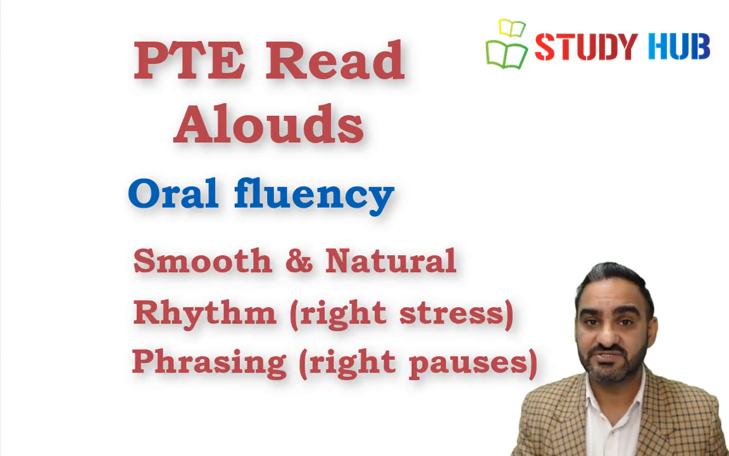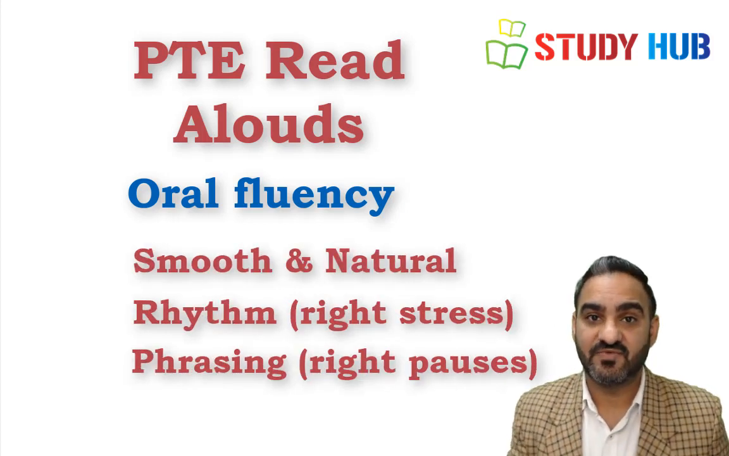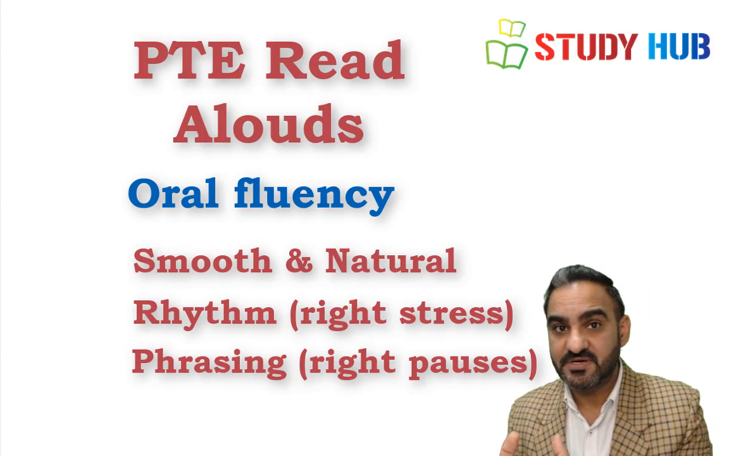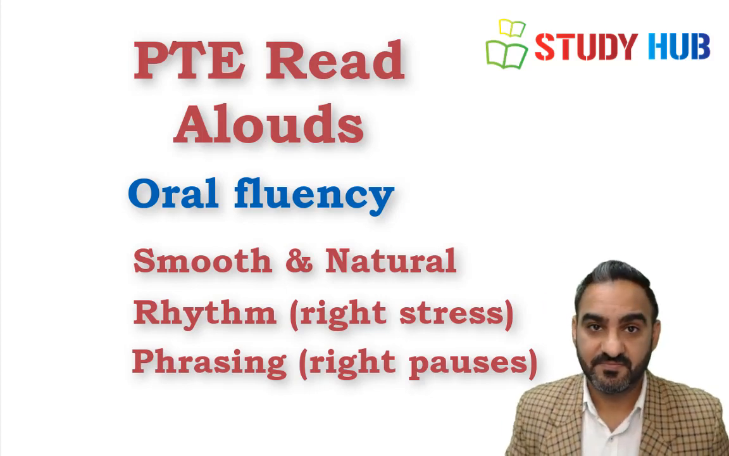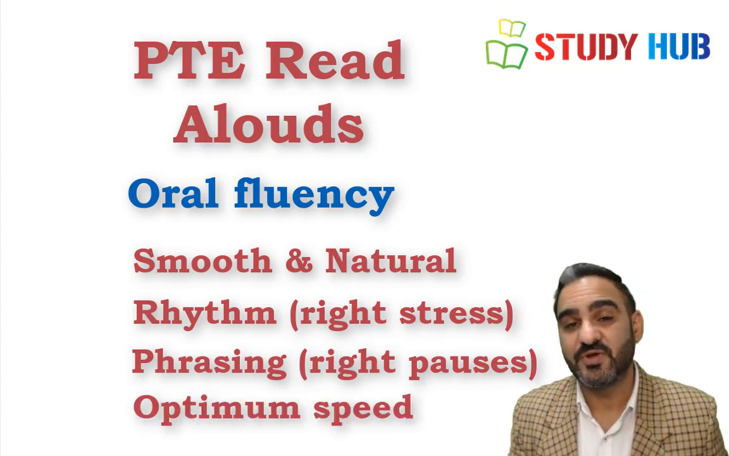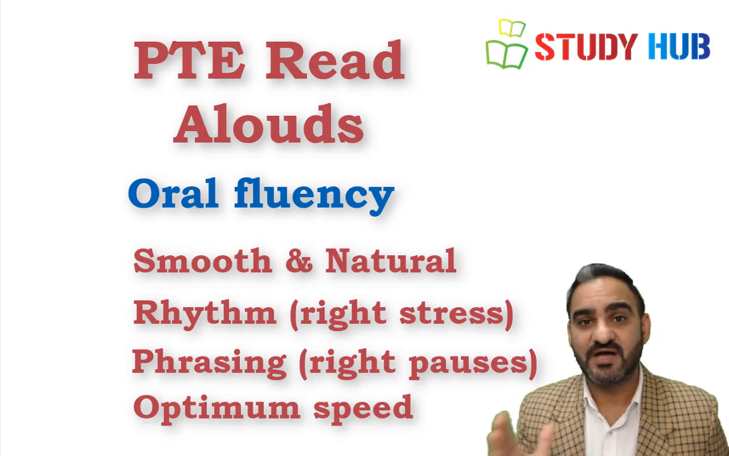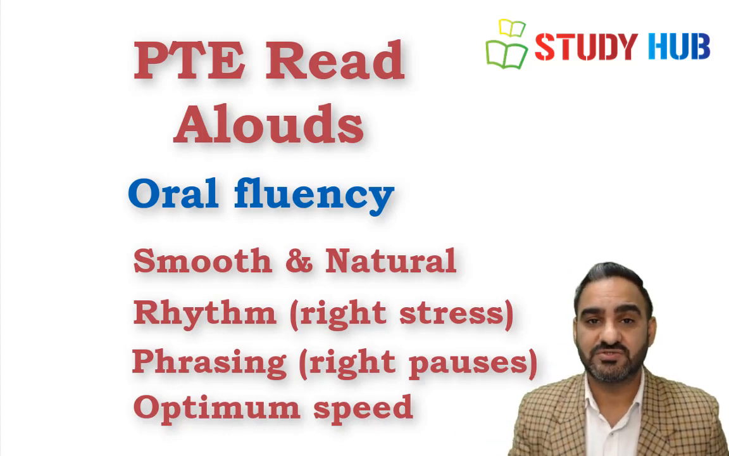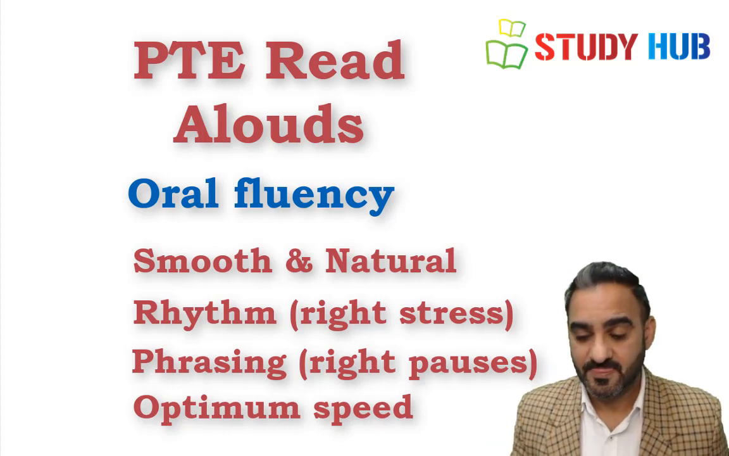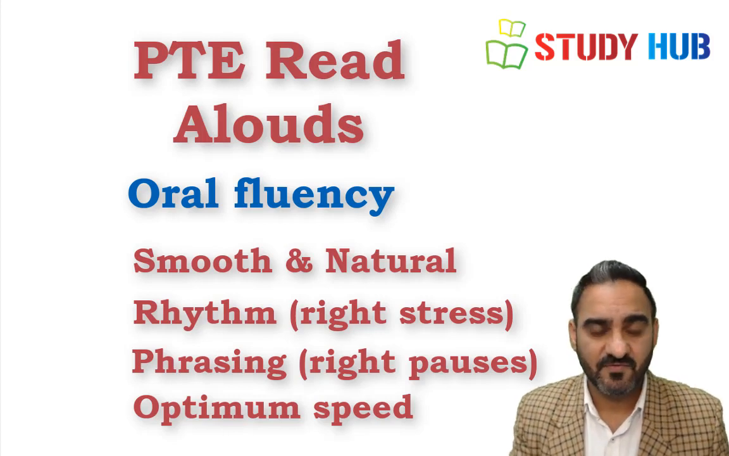So you have to understand, it's not perfect fluency, it is native-like fluency. It's not perfect pronunciation, it is native-like pronunciation. And then there should be optimum speed. So not too fast, not too slow, not too high, not too low. Keep it very natural. So few things you need to keep in mind from fluency perspective.